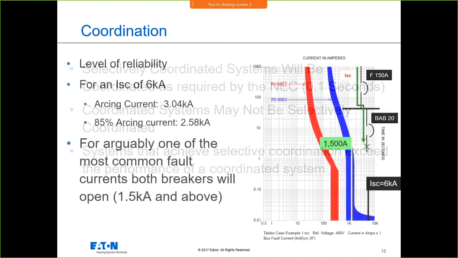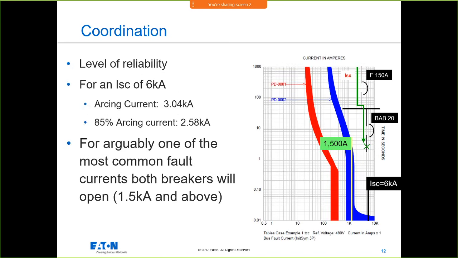Now, let me mention one other thing here. I've heard people say, well, I coordinate to 0.01 seconds. And again, that's like nails on a chalkboard, because if I say 0.01 seconds, you could misunderstand that to say I have separation of curves down to 0.1 seconds.